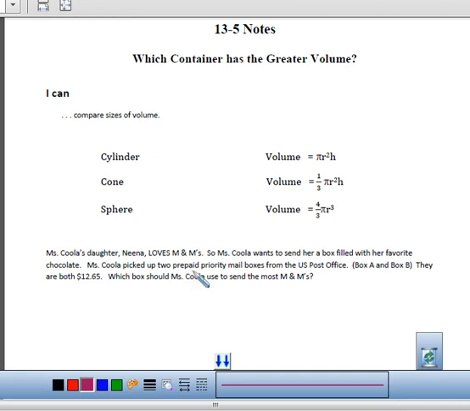Miss Kula packed up 2 prepaid priority mailboxes, so underline that because that's important, from the U.S. Post Office, Box A and Box B. They are both $12.65. Which box should Miss Kula use to send the most M&Ms? So we're looking for the one that has the greatest volume at this cost. They both cost the same, but which one is more?